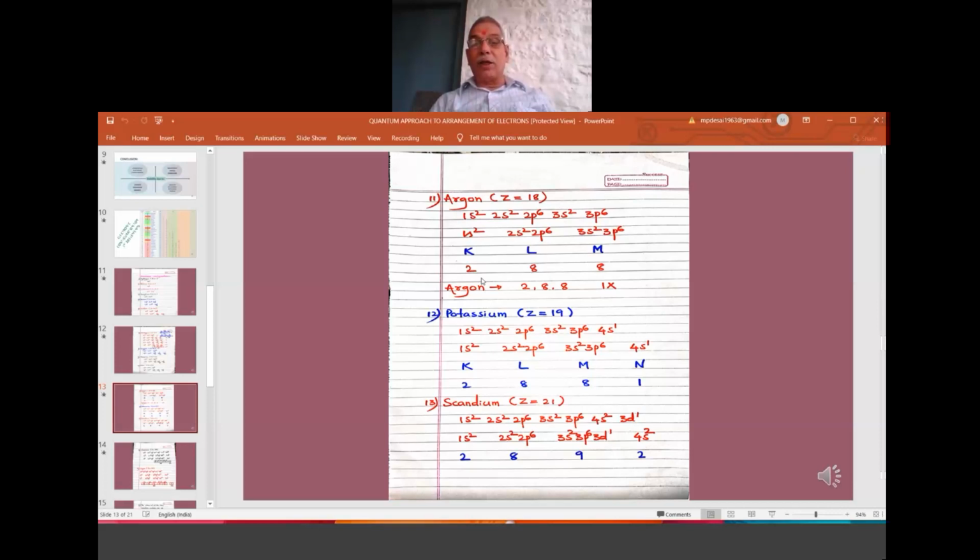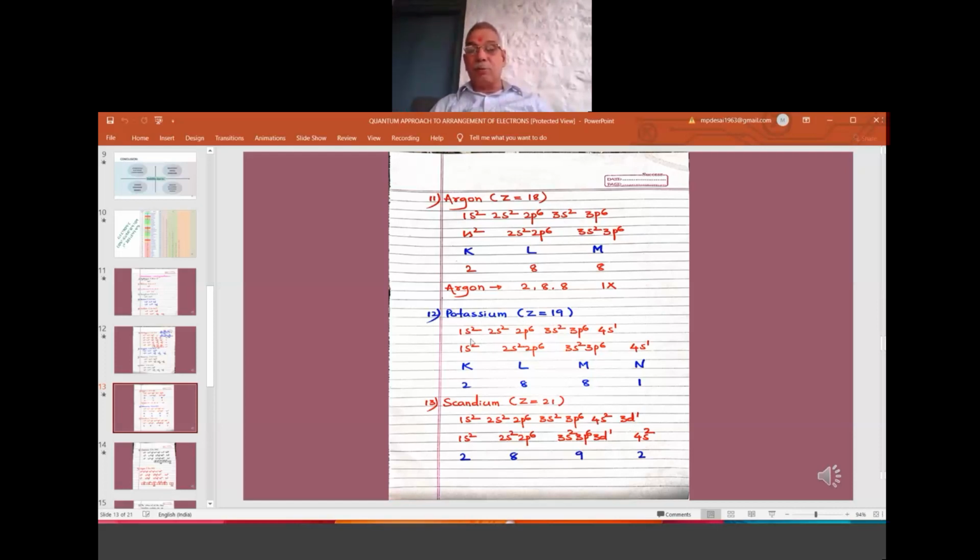According to Bohr's theory, the argon configuration is 2, 8, 8. But according to the quantum mechanical model, it is 1s2, 2s2, 2p6, 3s2, 3p6. So both are allowed, but the correct way is using the quantum mechanical model. Now, potassium, atomic number 19.